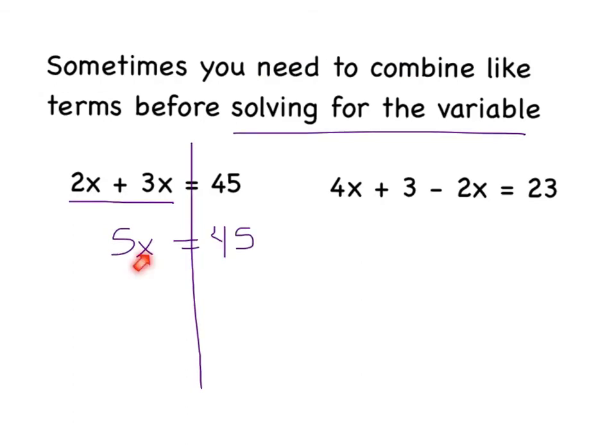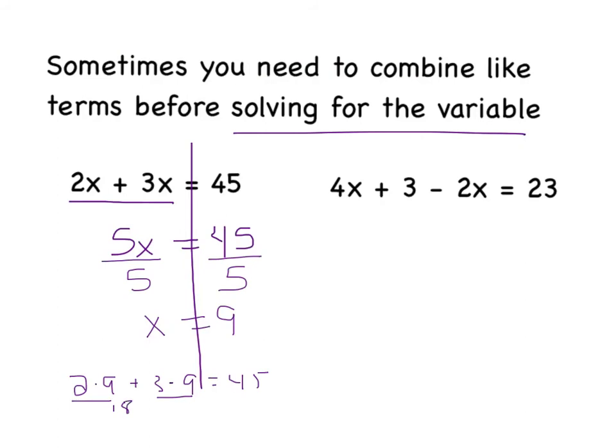Remember, find your variable, it's multiplied, so we have to divide to get rid of it. So x is 9, and then we can plug it back in to check. So 2 times 9 plus 3 times 9 is 45. Order of operations tells us we have to do that first, so 18 plus 27 is 45. That checks out. This is my answer.